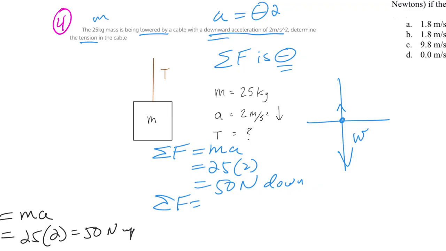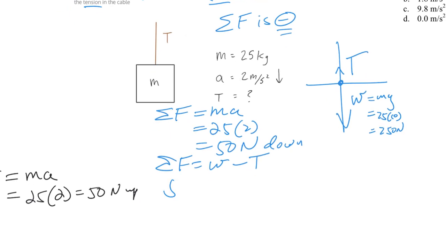So this is the weight, this is the tension. Well, the weight equals mg equals 25 times 10 equals 250 newtons. So this would be the bigger one. Net force would be the bigger force minus the smaller force. And I have 50 newtons down, I figured that right there, equals 250 minus T.